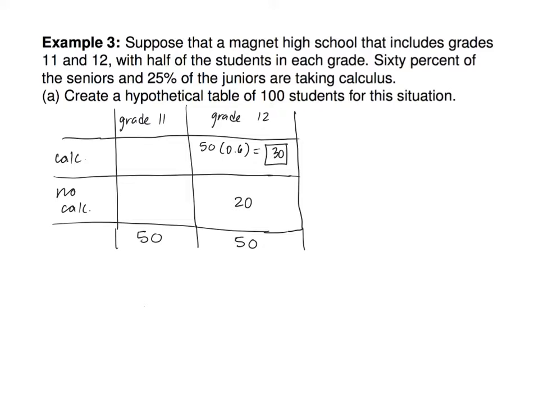25% of the juniors are taking calculus, so that's going to be 50 times 0.25. And that came out to be 12.5. That was not on purpose. But we'll leave it as 12.5 because that's going to be accurate in the end. And then no calculus, how many people are in no calculus? 47.5? No, I can't subtract today. Must be Friday. 37.5, right?